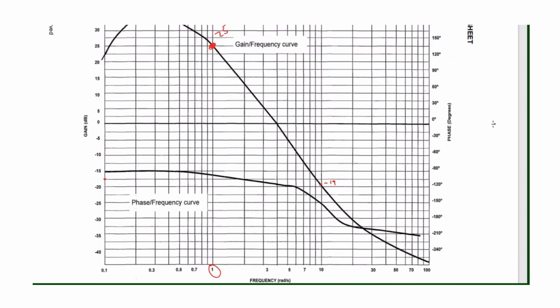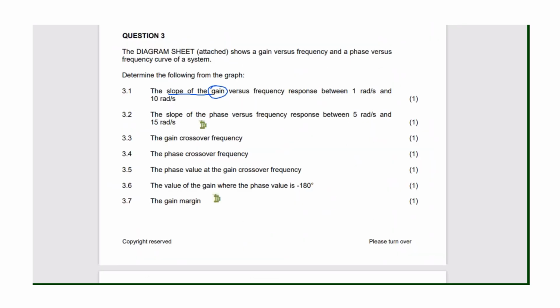You see? So our answer will be what? Final, which is minus 19, minus 25. That's our slope. Let's put that in the calculator.